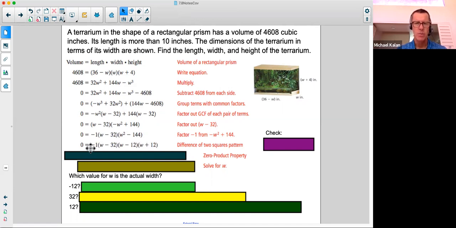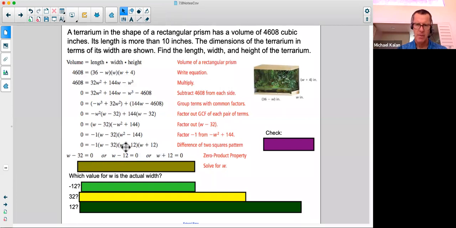By the way, if you didn't want to do it that way, you could have just reversed the order of these and written this as 144 minus W squared. And then it too would have been a difference of 2 squares. You would have had 12 minus W, 12 plus W, but you would have had the negative 1 outside. Okay, we fully factored it. So let's set each of these factors equal to 0.